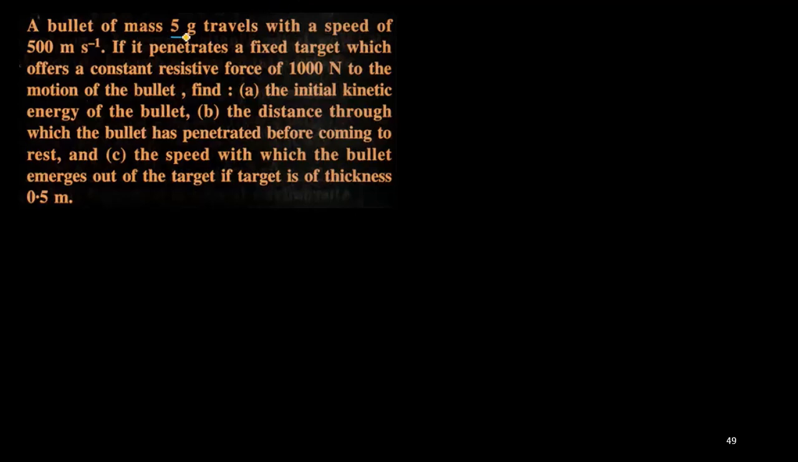A bullet of mass 5 gram travels with a speed of 500. It penetrates a fixed target which offers a constant resistive force of 1000 Newton to the motion of the bullet. So the bullet is moving, that means it has some kind of kinetic energy. Find the initial kinetic energy. Initial kinetic energy is how much? It is equal to half into 5 gram, 5 by 1000, into v square, that means 500 square. Yeah, that will be the initial kinetic energy.